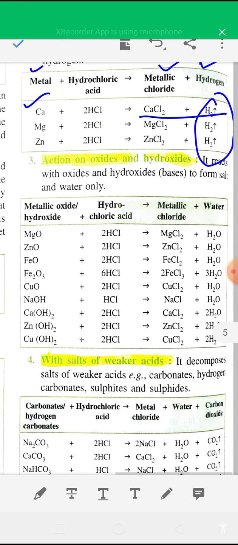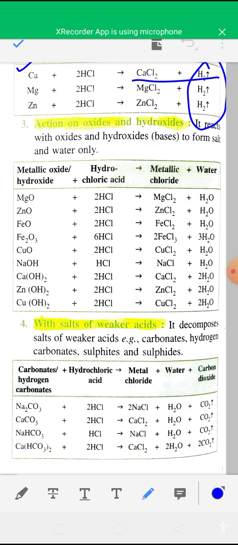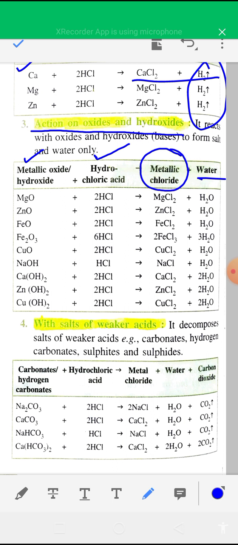Now action of hydrochloric acid on metal oxide and metal hydroxide. Hydrochloric acid is acidic in nature and metal oxide and metal hydroxide are bases. You know that. So when metallic oxide or hydroxide is treated with hydrochloric acid, that is acid, so base and acid, that is neutralization reaction. So metallic oxide or hydroxide when reacted with hydrochloric acid, you will get a salt and water, and the salt is metal chloride. So you will get metal chloride and water.